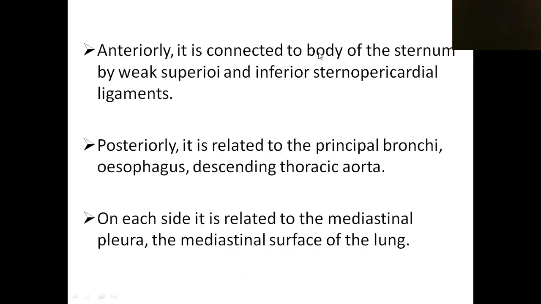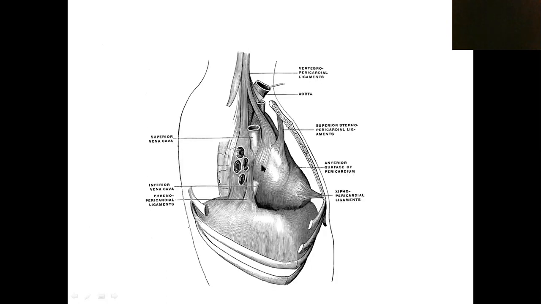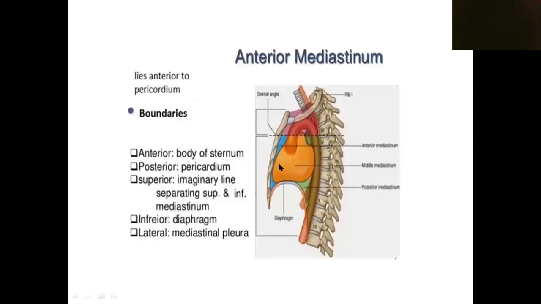So anteriorly it is connected to the sternum by sternopericardial ligament. Posteriorly it is related to principal bronchus, esophagus, descending aorta. We'll see that. So this is the heart and the pericardium. This is the anterior part, this is the posterior part. Posteriorly we can see the vertebral column. Just behind the heart, here we can see the descending aorta. Along with the descending aorta, see this esophagus.